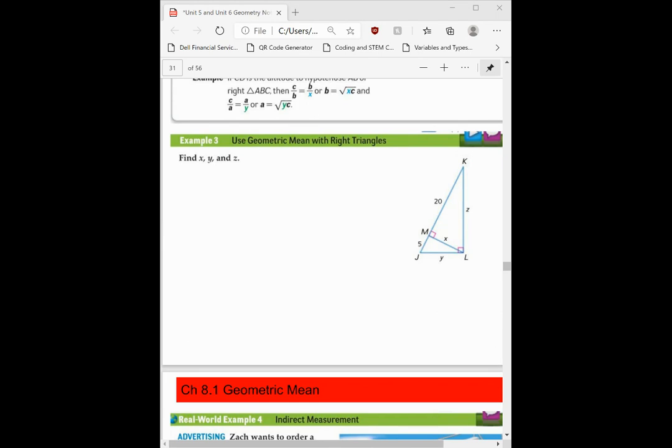Okay, so in example 3, it wants us to find x, y, and z. Since x is the measure of the altitude drawn to the hypotenuse of the right triangle JKL, x is the geometric mean of the lengths of the 2 segments that make up the hypotenuse, JM and MK. So we can write x equal to the square root of JM times MK using that formula. So x is equal to the square root of 5 times 20, which is the square root of 100, which is 10. So that is our answer.